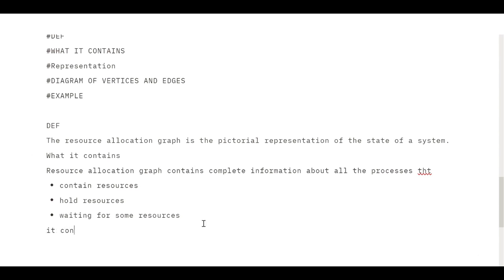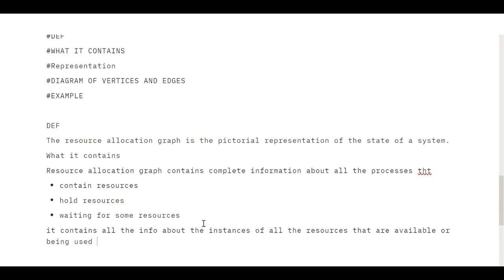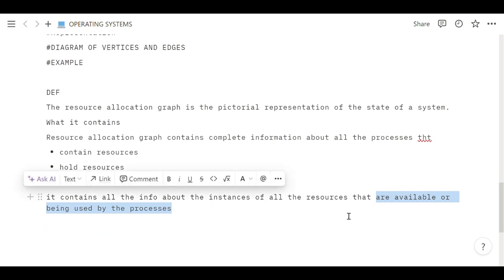Contains all the info about the instances of all the resources are available or being used by the processes. Okay, so all the information it contains which are about the instances of all the resources that are available or which are being used by the processes.